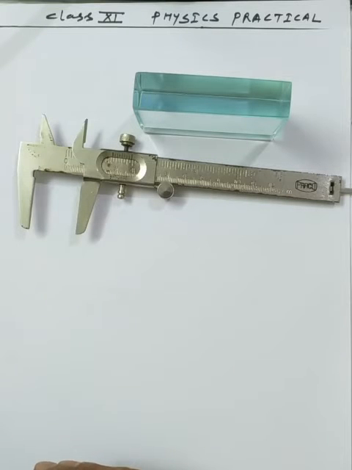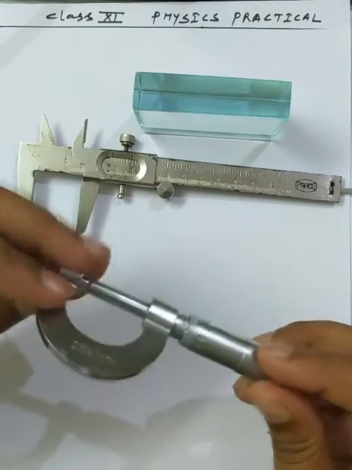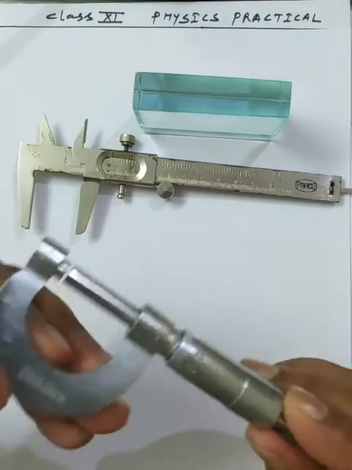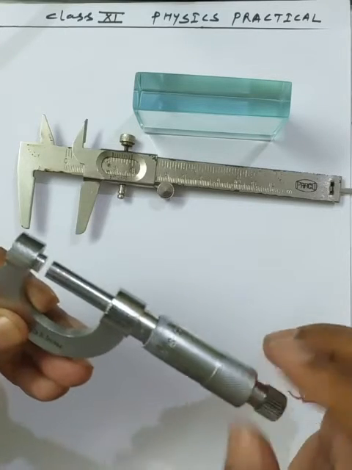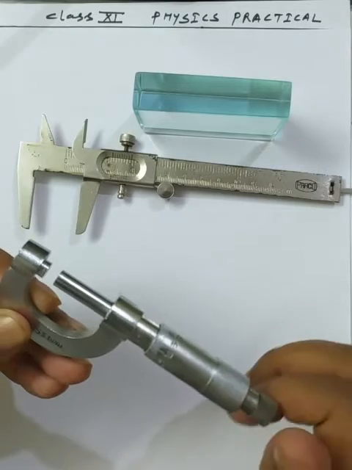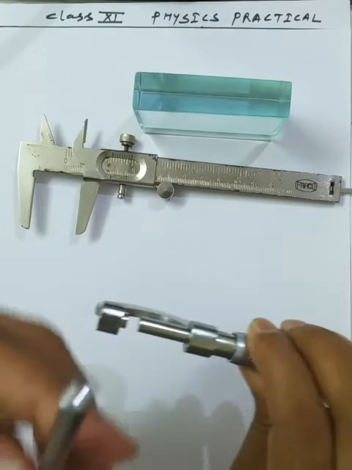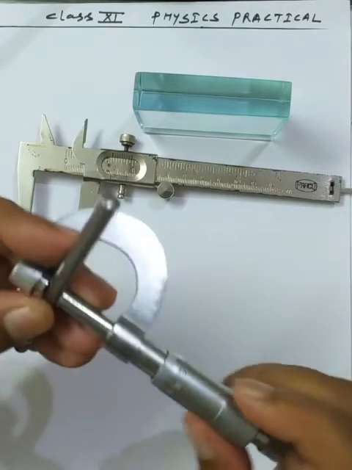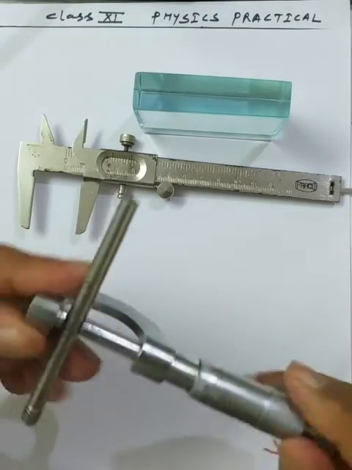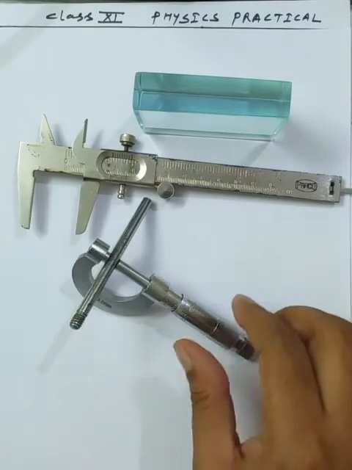Now the next device which we want to use for the measurement of length is called the screw gauge. This is the screw gauge, and it is also used to find out the diameter of given wires. We will see the types of objects we can measure and how we can measure diameters with the help of the screw gauge. So this is the second device we have.